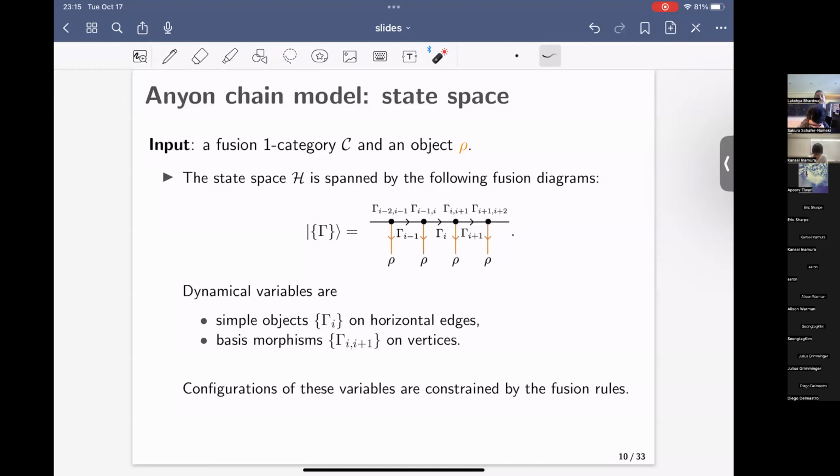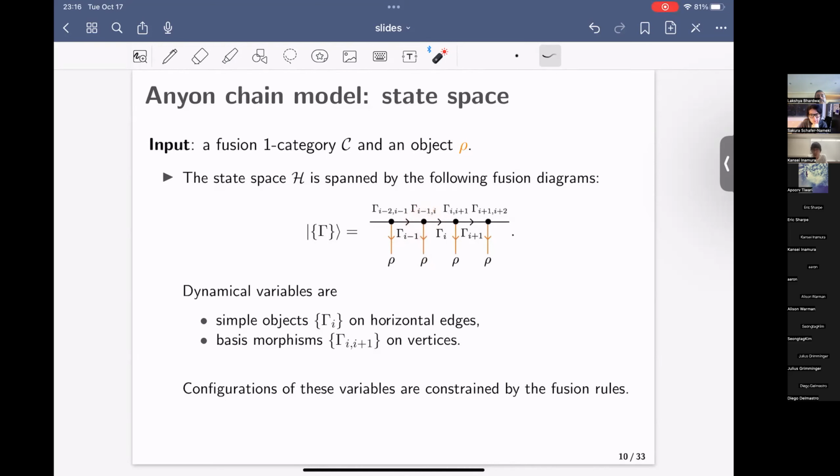So the dynamical variables of this model are simple objects on the horizontal edges and the basis morphisms on the vertices. In particular, these dynamical variables are only on this horizontal line. And here, I want to mention that configurations of these dynamical variables are highly constrained by the fusion rules. This is because these trivalent junctions are allowed if and only if they are compatible with the fusion rules. So for example, the simple object gamma_{i-1} has to be a fusion channel of gamma_i and rho because we have a trivalent junction here.